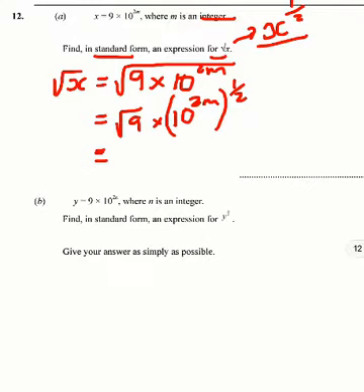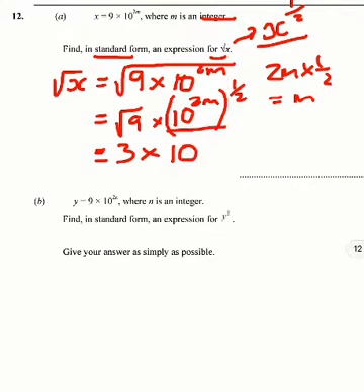Square root of 9 is 3. So we've done half of it already. Now here, this is a case of index laws. When we have a base to a power and it's raised to another power, and we use brackets to indicate this, we actually multiply those two powers together. So we're going to calculate 2m times a half, and that's just the same as halving it. So the half of 2m is just 1m. So actually this expression here will become 10 to the power of 1m, or 10 to the power of m, and that will be your final answer for part A.